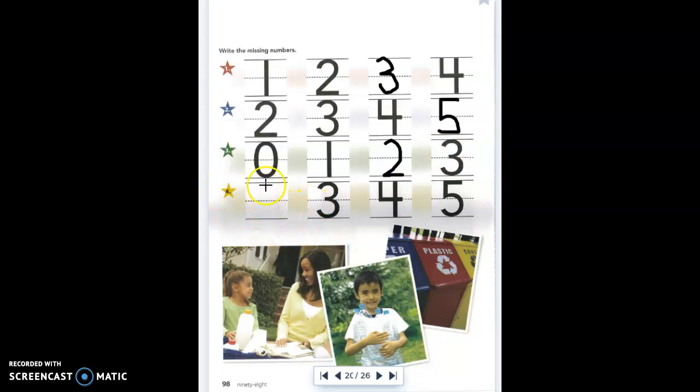Here they have the first number missing. So they have 3, 4, 5. So I need to count backwards. 5, 4, 3, 2 would be the missing number. And now I can count forward. 2, 3, 4, 5. And that's how I fill in the missing number.